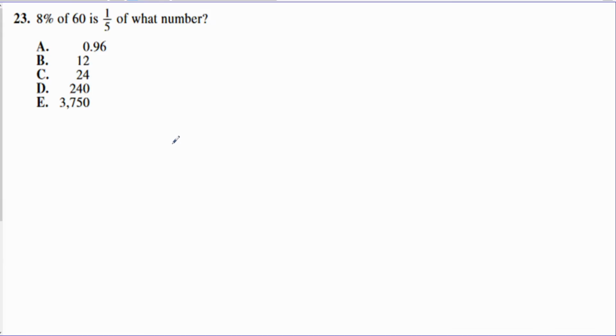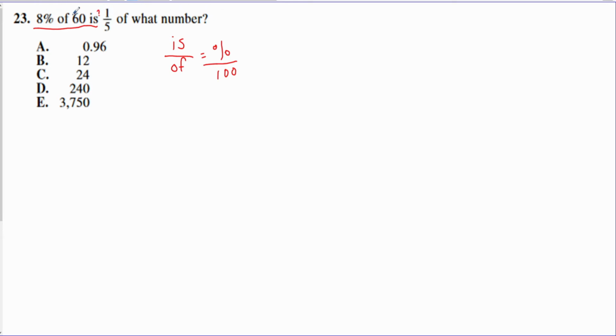Okay, problem number 23. It says 8% of 60 is 1/5 of what number? Anytime we have these problems with is and of and percent, what I typically set up is "is" over "of" is equal to percent over 100. This is actually a 2-part problem, because the first part is 8% of 60 is something, and the second part is that something is 1/5 of what number. So it's kind of two in one.